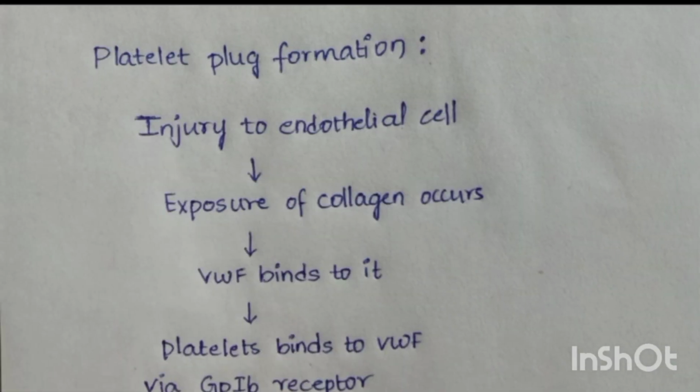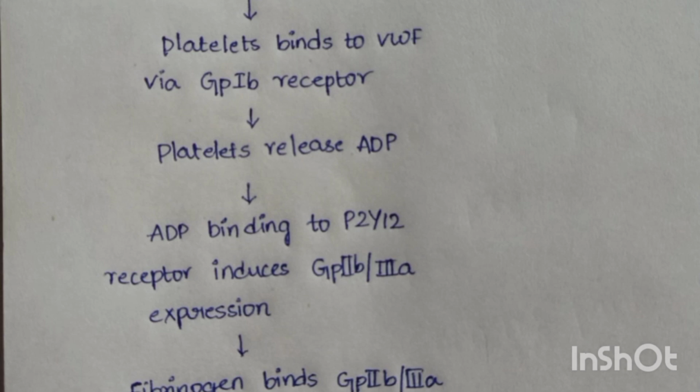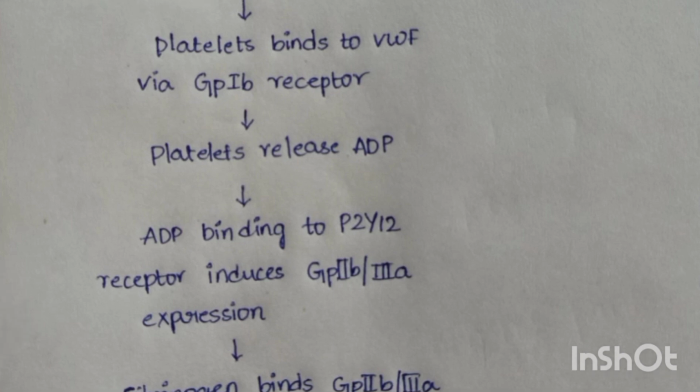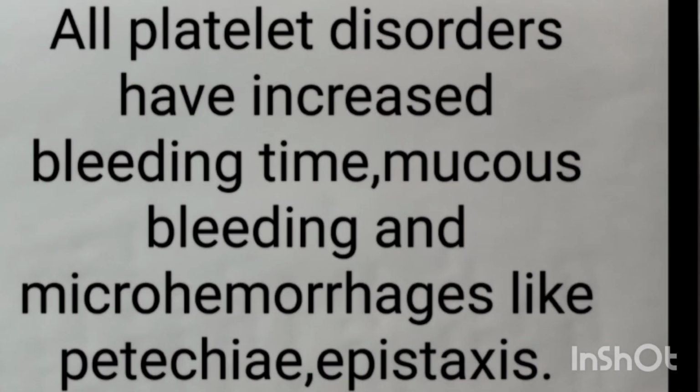See here, for the formation of the platelet plug, also known as primary hemostasis, injury to the endothelial cells leads to exposure of collagen, which leads to VWF binding to the collagen. Platelets bind to VWF via GP1B receptors. Platelets release ADP. ADP binding to P2Y12 receptor induces GP2B and 3A expression. Then fibrinogen binds GP2B3A receptors and links platelets. This stops bleeding. Next continues the coagulation cascade, which is also known as secondary hemostasis.